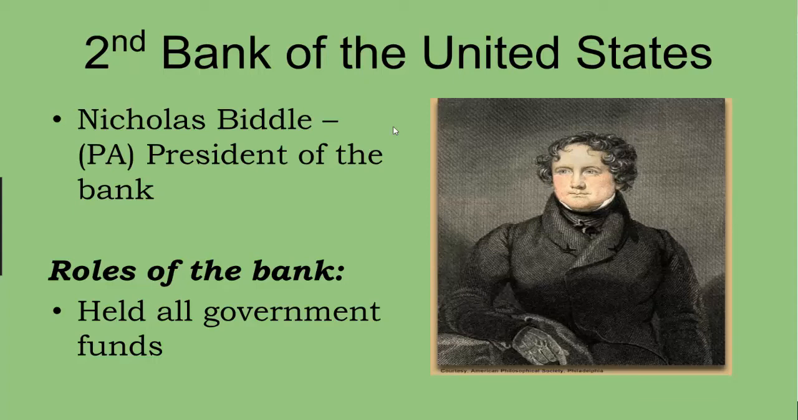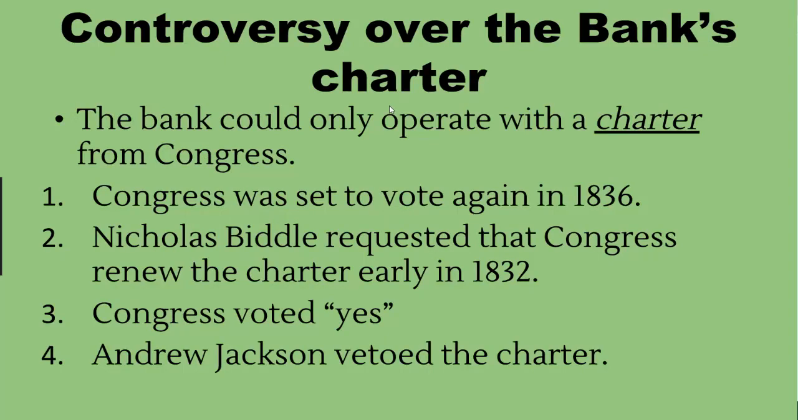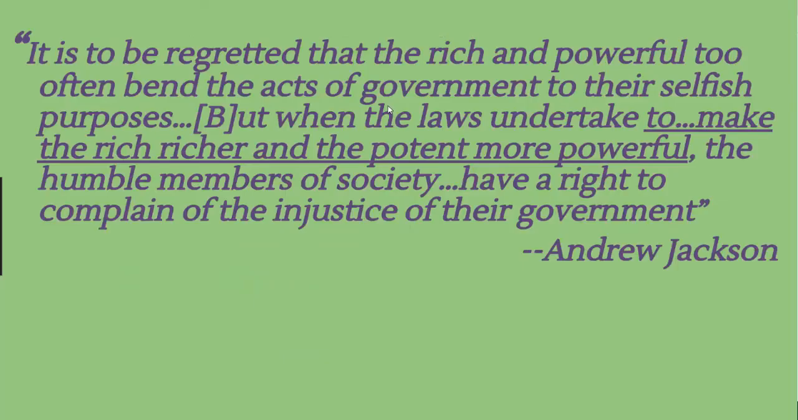vetoes it. And Nicholas Biddle felt like this would be the moment where Andrew Jackson would not be reelected, that the American public would see the necessity for the Bank of the United States and not in Andrew Jackson's plan of killing the bank. The public disagreed with Nicholas Biddle, and Andrew Jackson is overwhelmingly reelected in 1832.